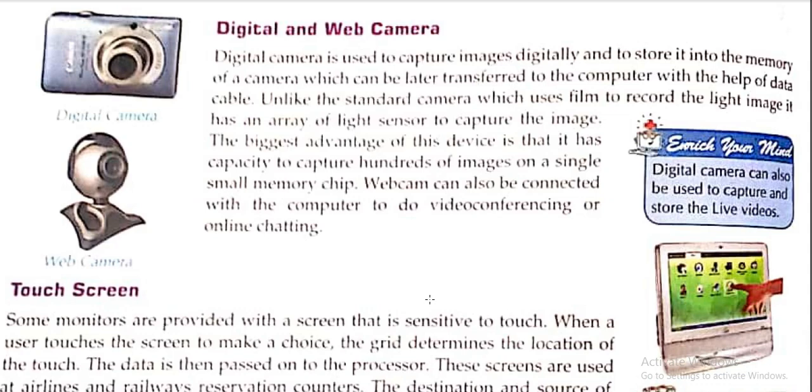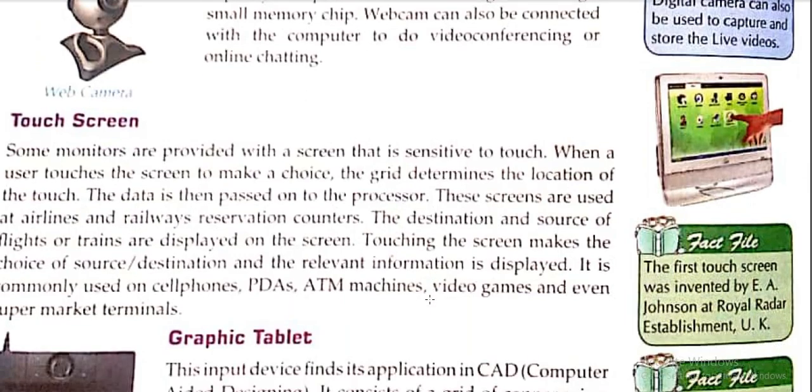Next one is the touch screen. What is a touch screen? Basically, right now laptops are coming with a sensitive display. When I touch any application with my finger, that application will be opened. So we can use it like our smartphone. As on a smartphone, I move from one screen to a second screen, or click on any application, in the same way we can use touch screen laptops.